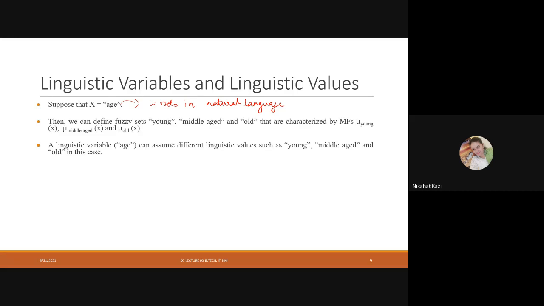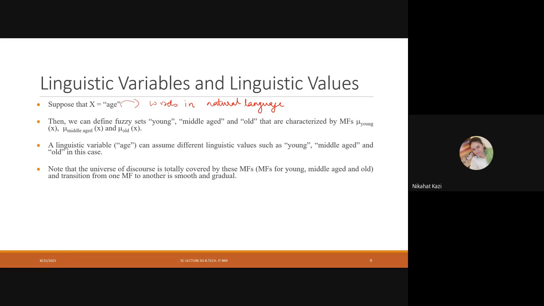They will not be actual values, they will be terms from natural language, right? It will be hot, cold, very hot, medium, normal temperature, something like that, very cold. So whenever you're defining a fuzzy set, you always define it in terms of linguistic variables and not the actual values.